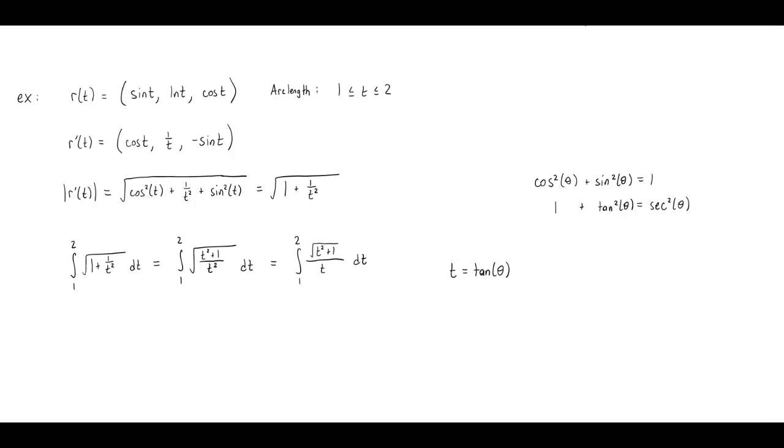Now anytime you're doing a trig sub like this, you do need to compute the derivative as well. So do you guys remember what the derivative of tangent was? Yeah, secant squared. You guys kind of need to get comfortable with these formulas from before, right? Okay. So dt is secant squared theta d theta.